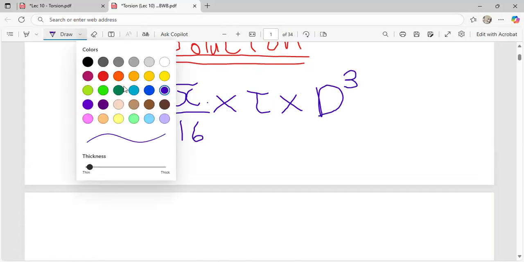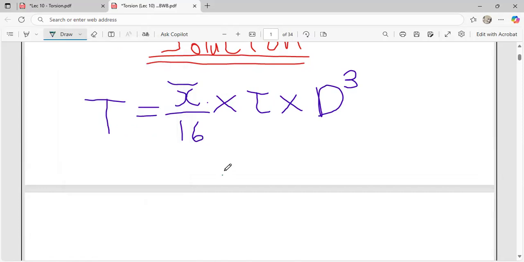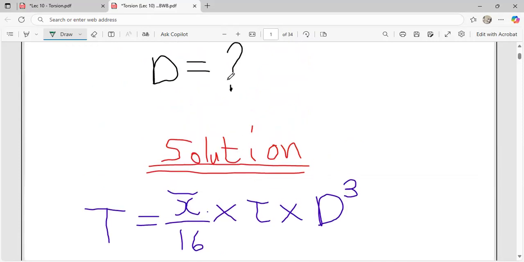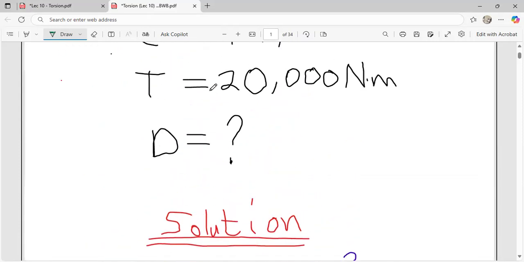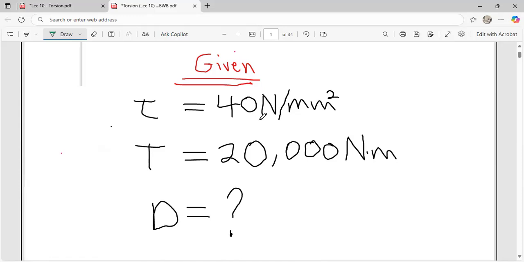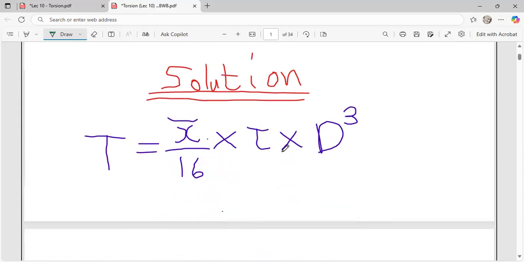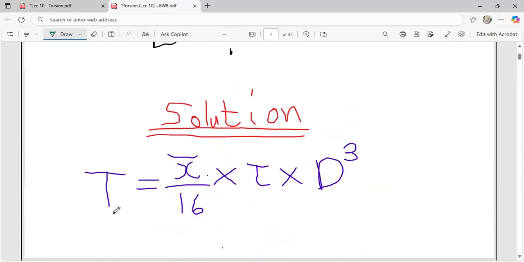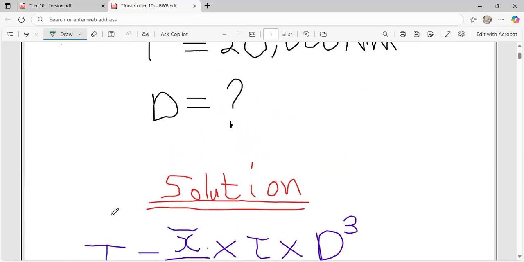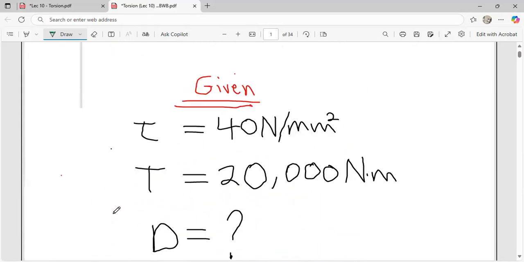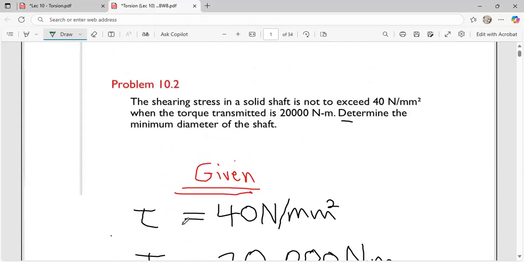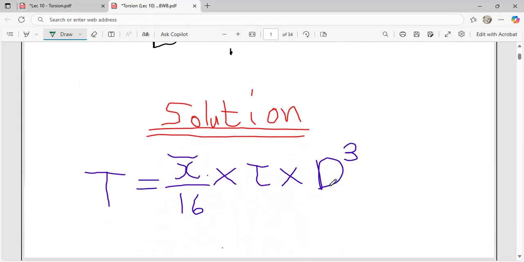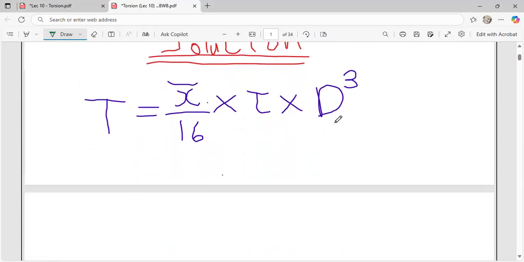From here, let's go back to our given and see whether everything we have over here can also be found in the given. We can see that our shear stress of 40 Newton per mm squared is over here, and the diameter is what they say we should find. Also, T is the torque transmitted, which has also been given. So we have to make the diameter the subject so that we can find it.